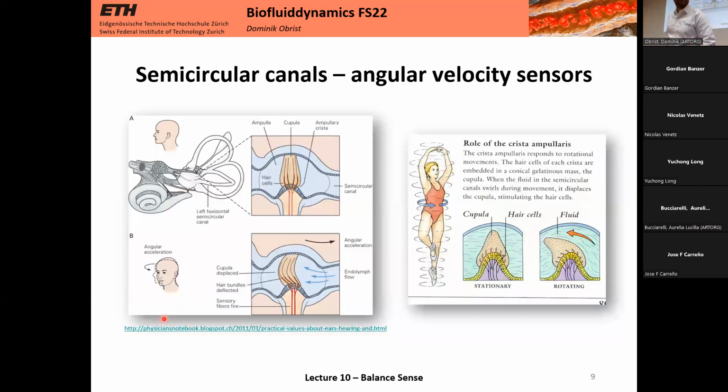And I would like to go to this picture here, which shows two images that I took from somewhere on the web. The one on the left shows exactly the picture as it is. We have the cupula, which is tightly attached. If we have fluid flow from the right, obviously it has to move to the left. It cannot go anywhere else. The picture on the right shows a slightly different situation where the cupula is not attached. Still, if there's fluid flow from the right, it will move to the left.